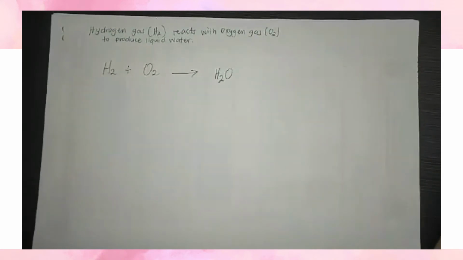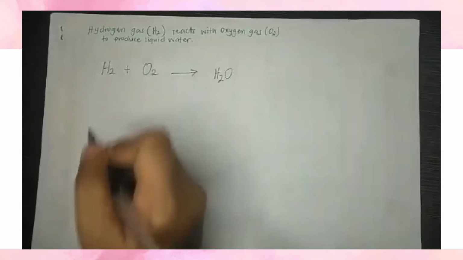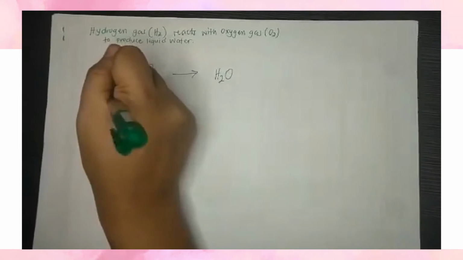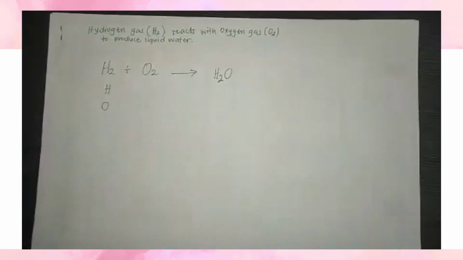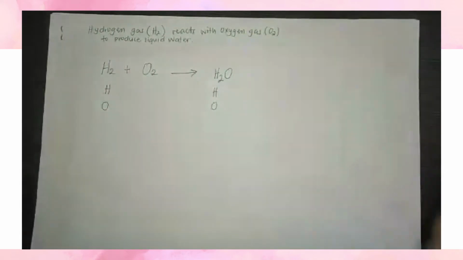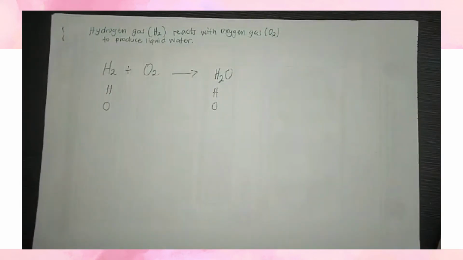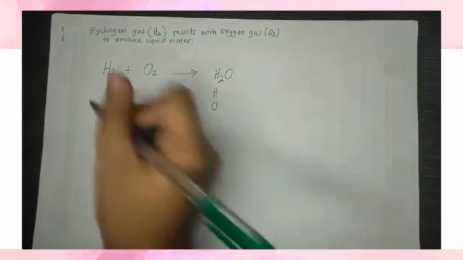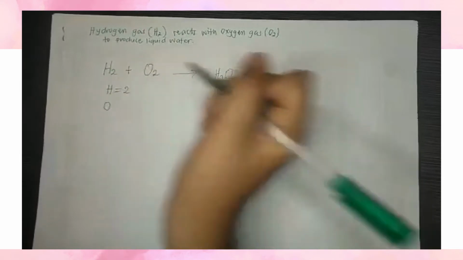Now to balance this one, count first the number of atoms of each element present in the reactant and product side. So on our reactant side, we have hydrogen and oxygen elements, same as the product. Now, how many hydrogen and oxygen are present on the reactants and the product side? So on the reactant side, we have two hydrogen.